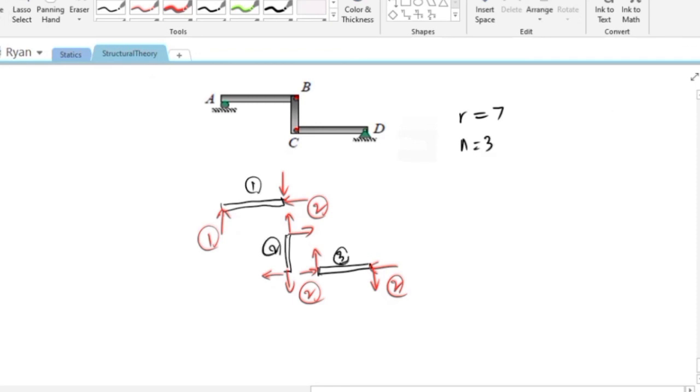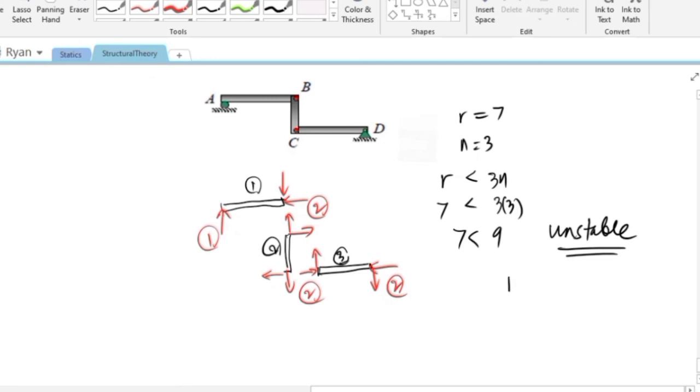So checking for the relationship of the R to the 3N, so we have 7, and this is 3 times 3, 7, and this is 9. So since 7 is less than 9, this is unstable. So wala tayo ditong determinacy kasi as you recall, if R is equal to 3N, that is statically determinate. If R is greater than 3N, this is statically indeterminate. And if R is less than 3N, this is unstable.